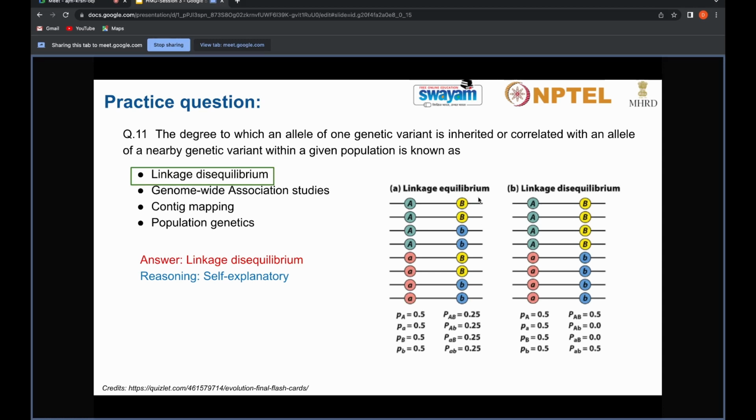So when there is linkage equilibrium, that means there is equal probability that both of these alleles can recombine from both of the parents. Here you can see one has capital A, capital B, and the other has small a, small b. So there is equal chance that capital A can combine with capital B as well as with small b, and similarly small a can combine with capital B and also with small b. In this way, there is equal probability that you can observe these two genes and two different allele forms of a particular gene together.